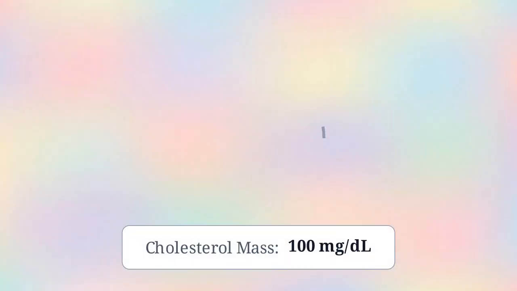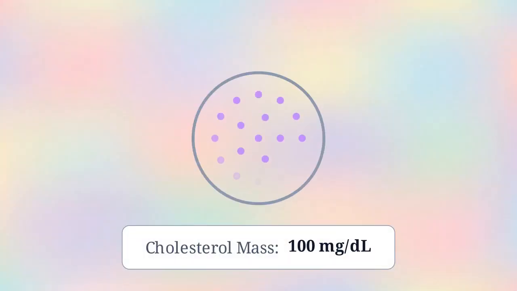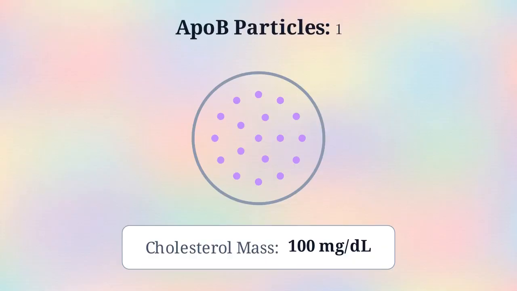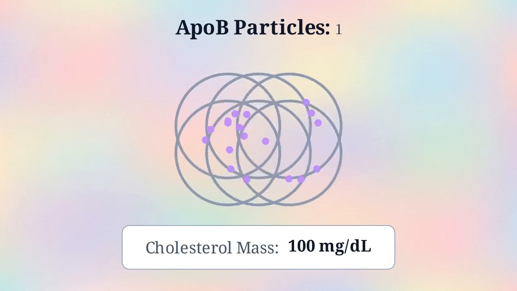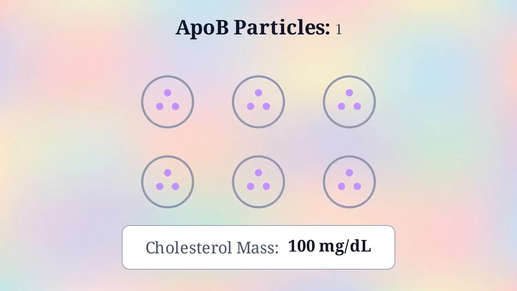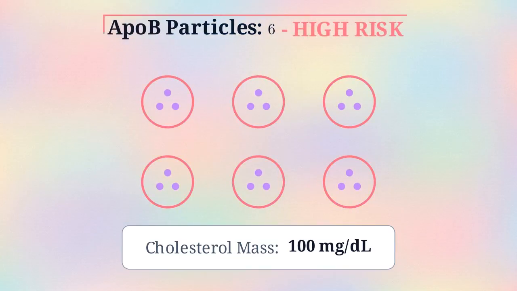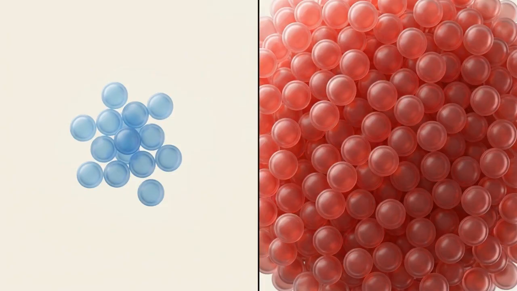Standard LDL-C tests measure the total mass of cholesterol cargo, but apoB is the outer shell. Measuring it counts the actual atherogenic particles. When container size shrinks, perfectly normal cholesterol mass gets distributed across a dangerously high number of apoB particles. This state is called discordance.